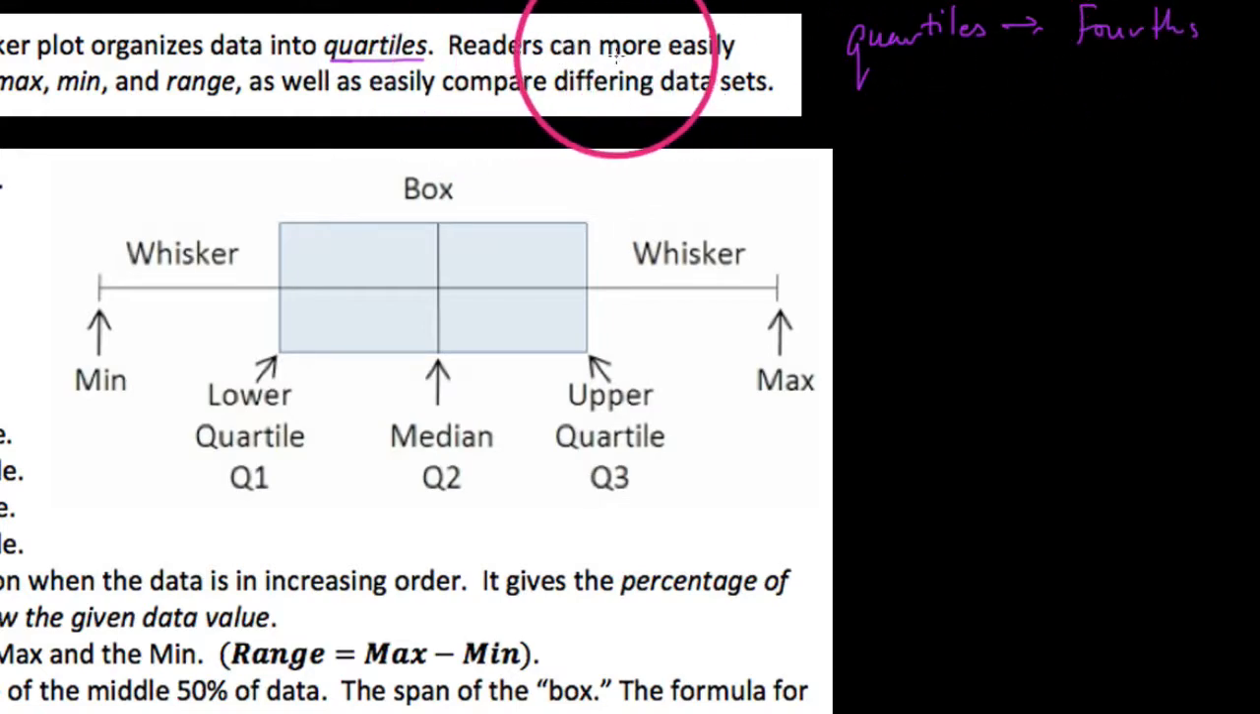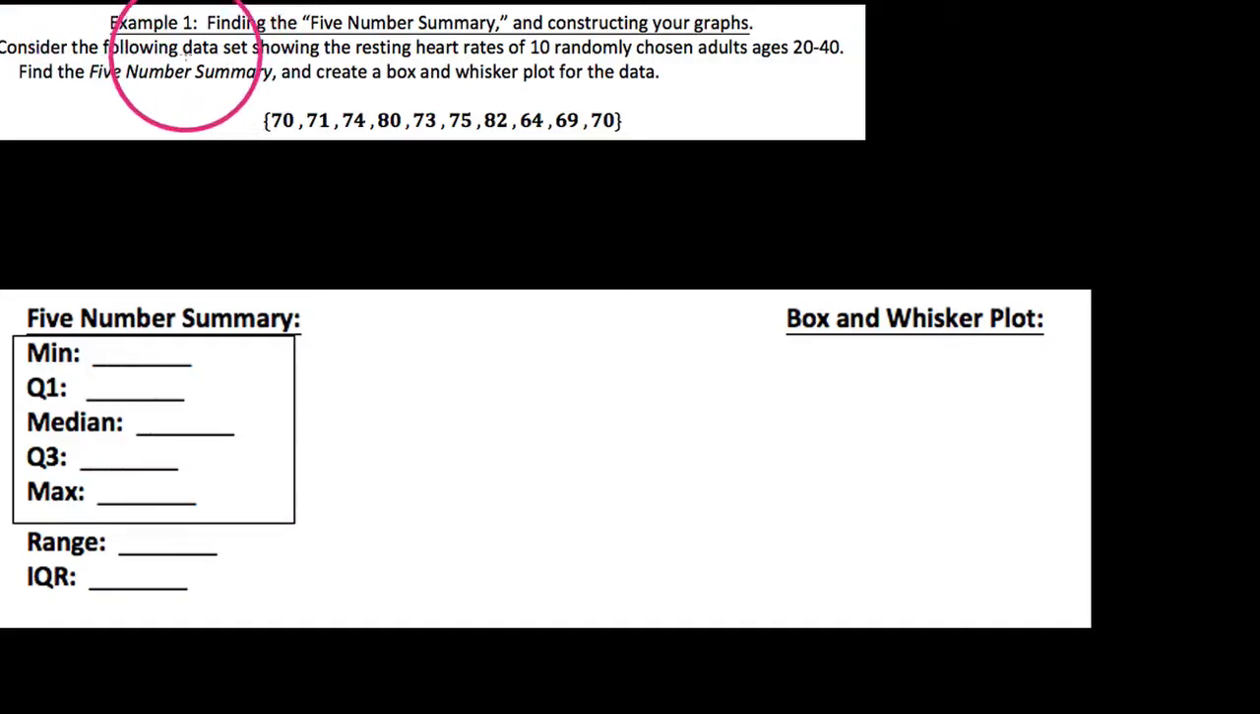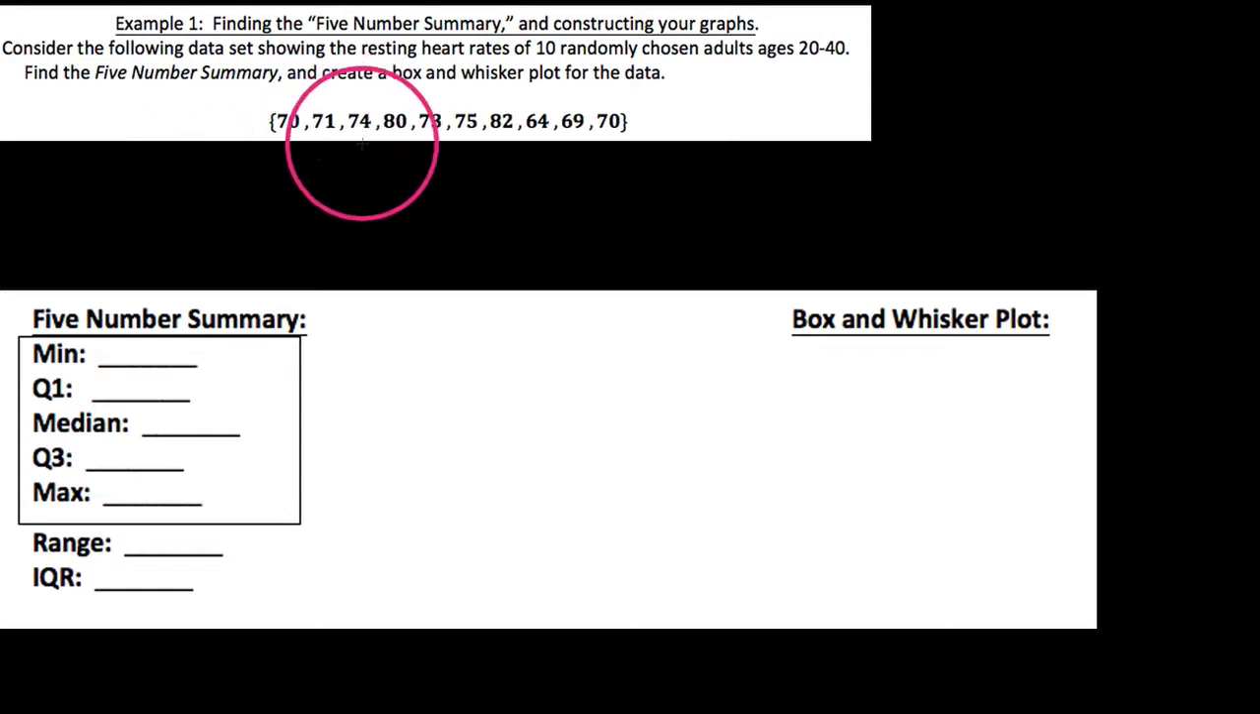Okay, so we say that readers can more easily visualize statistics such as median, max, min, and range when we organize data in this way, but it's also really convenient when you want to compare different data sets, especially if they don't have the same amount of data. So we're going to take a look at this data set that I collected, and we're going to organize it and find out how we can make a box and whisker plot. So let's consider this data set. This is the resting heart rates of 10 randomly chosen adults, all ages 20 to 40.